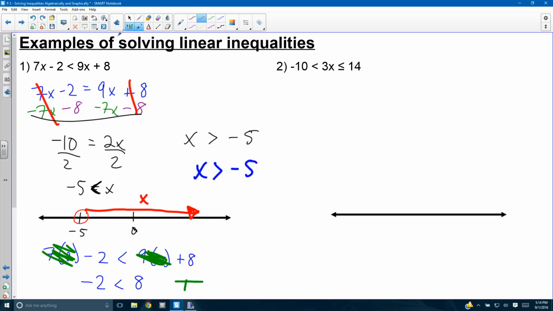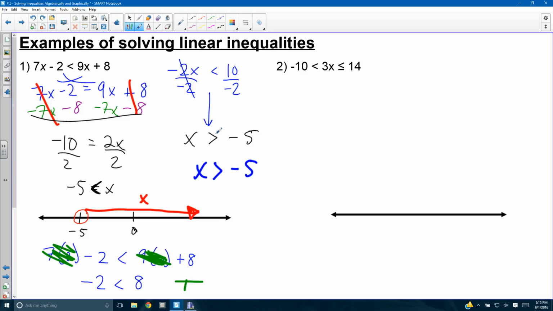The second way we could have done it, solving this, I could have subtracted 9x to this side and added 2 to this side. And I would have gotten negative 2x is less than positive 10. Now I divide by negative 2, and here's where the inequality should flip. So it says x is greater than negative 5.